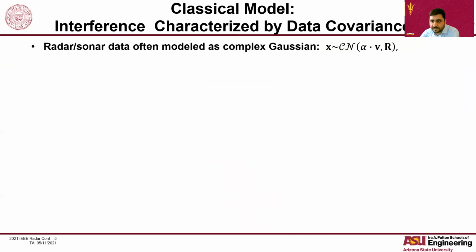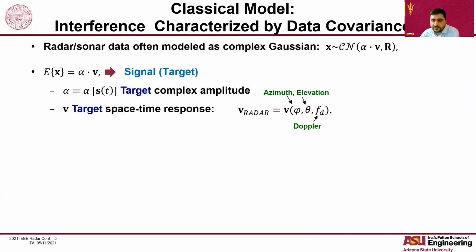Classically speaking, radar data is often modeled as complex Gaussian. The mean of the distribution represents the signal or target part of the observation. Here, alpha represents complex target reflectivity and is a function of the transmitted waveform S of t. And V is the space-time steering vector, which is a function of the target azimuth, elevation, and Doppler.